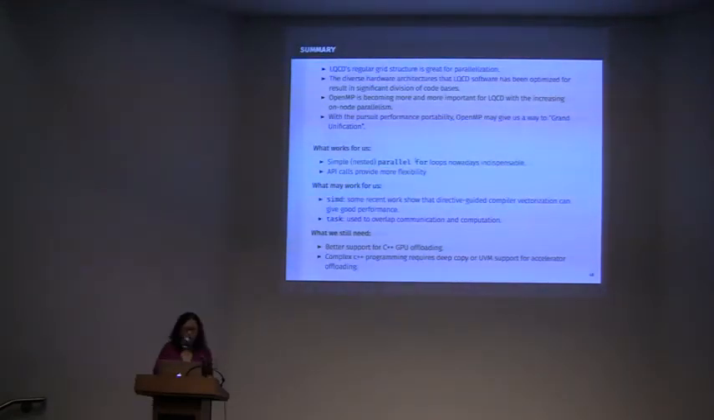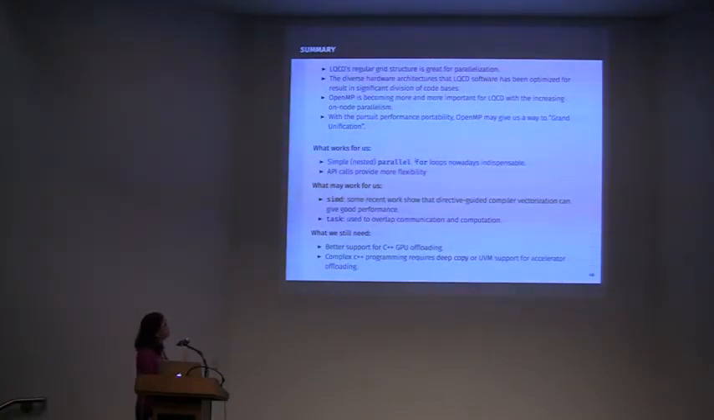So let me just summarize. Lattice QCD's regular grid structure is great for parallelization. This is very good for us. The diverse hardware architectures that Lattice QCD software has been optimized for result in significant division of code bases. OpenMP is becoming more and more important for us with the increasing parallelism on the node. And perhaps OpenMP can finally give us a way to achieve this grand unification of the code bases.